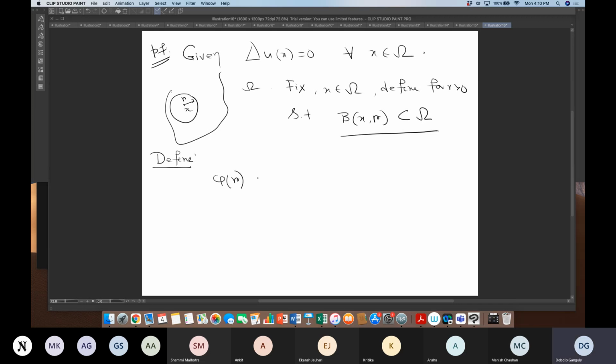Now define a function phi(r), because I have fixed x in omega. It's defined as 1 by sigma, which means the surface measure, that is a measure of one dimension less than Rn, so it is an n minus 1 dimensional measure, of the boundary of B(x,r), integral.